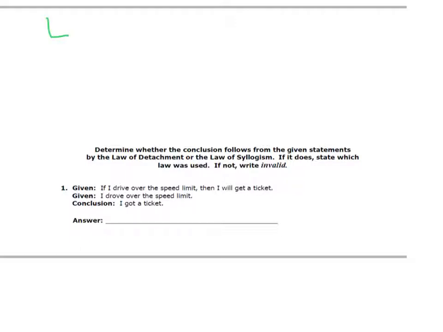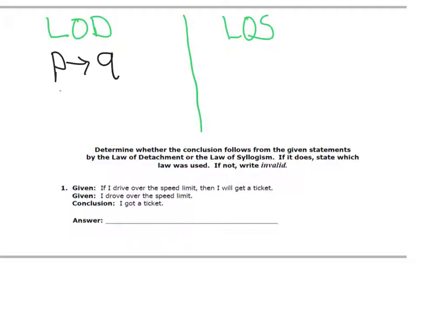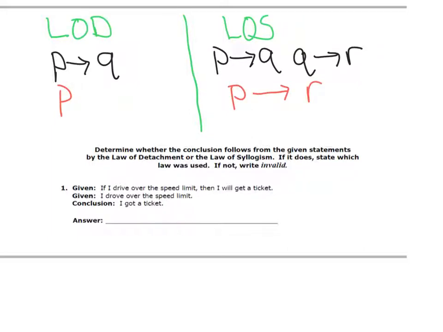So what we're going to do is call law of detachment over here LOD, and law of syllogism. So over here we need a P to Q, and then we just need a P. Over here we need P to Q, Q to R, and then our conclusion is going to be P to R. So let's take a look at each statement. Determine whether the conclusion follows from the given statements by the law of detachment or the law of syllogism. If it does, state which law was used or write not valid.